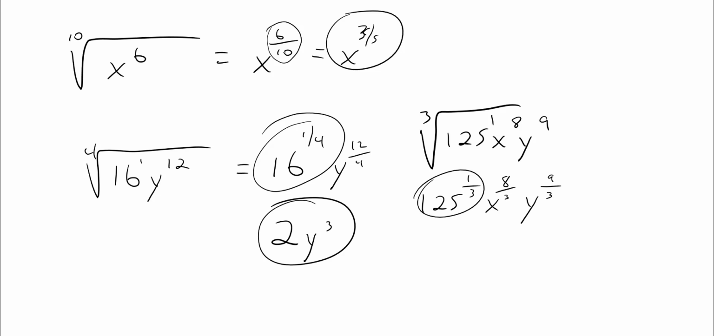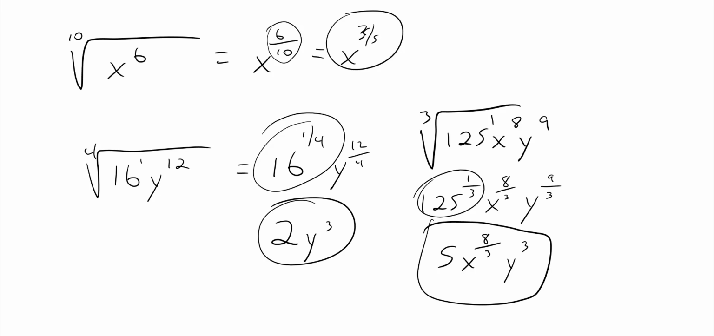So this is going to give you 5. Put it in your calculator, right? 125 to the 1/3 power is 5, and that you can't do anything with. So x to the 8/3 power, because you can't simplify that. And that one I can, though. 9 over 3 is 3. So that's your answer: 5x to the 8/3, y to the 3rd power.